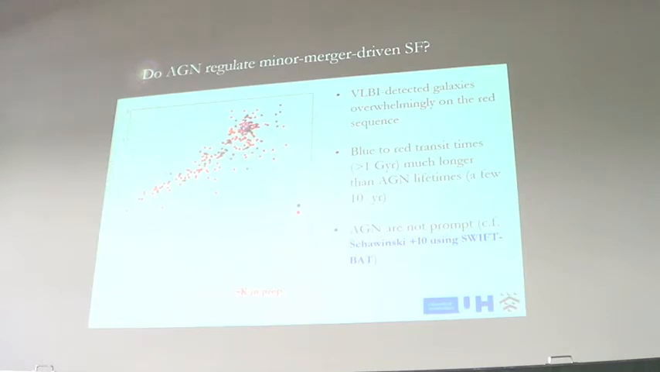So the point here is that what you have to compare is the transit time from blue cloud to red sequence to the typical lifetimes of AGN, right? If you have typical lifetimes of a few times 10 to the 7 years, the transit times from blue to red are significantly longer than that. The transit times are roughly a gigayear or more, so it's unlikely that these AGN started off when the galaxies were in the blue cloud, because the lifetimes are not long enough for these AGN to survive the transit from blue to red. So AGN, in other words, don't seem to be prompt.